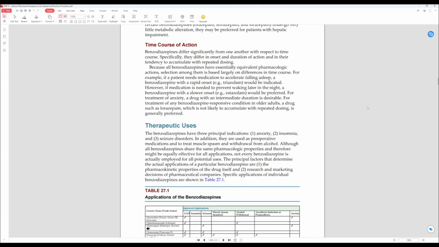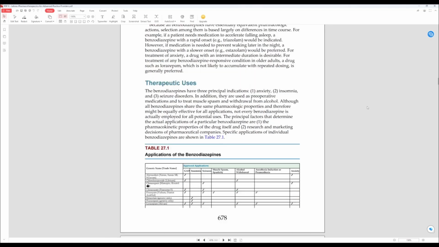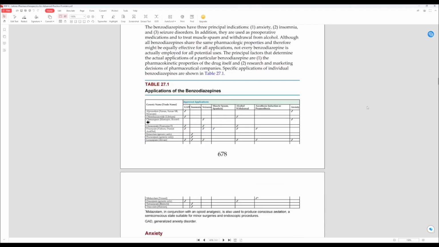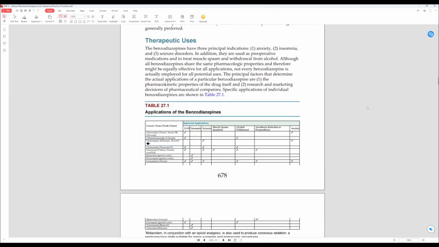For treatment of anxiety, a drug with an intermediate duration is desired. For treatment of any benzodiazepine-responsive condition in older adults, a drug such as lorazepam, which is not likely to accumulate with repeated dosing, is generally preferred. So therefore, its therapeutic use. The benzodiazepines have three principal indications. Again, anxiety, insomnia, and seizure disorder. In addition, they are used as preoperative medications and to treat muscle spasms and withdrawal from alcohol.